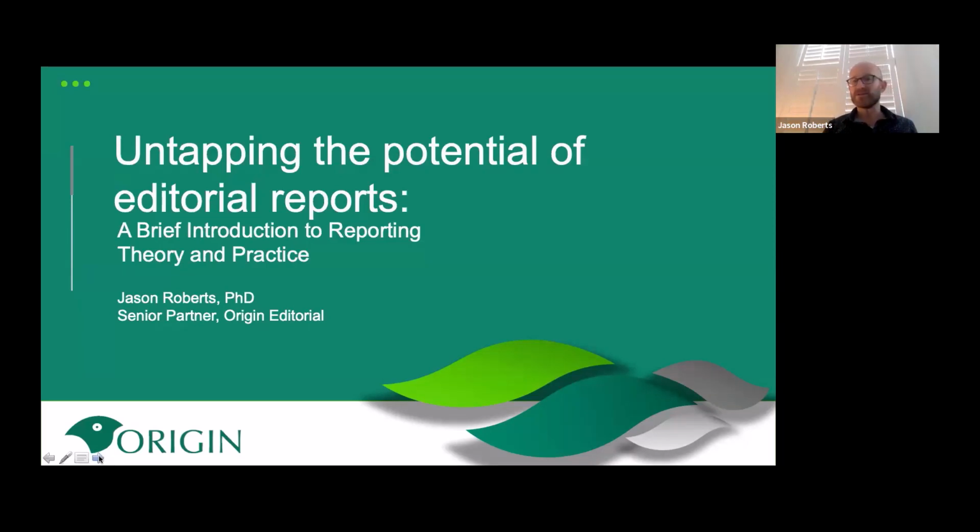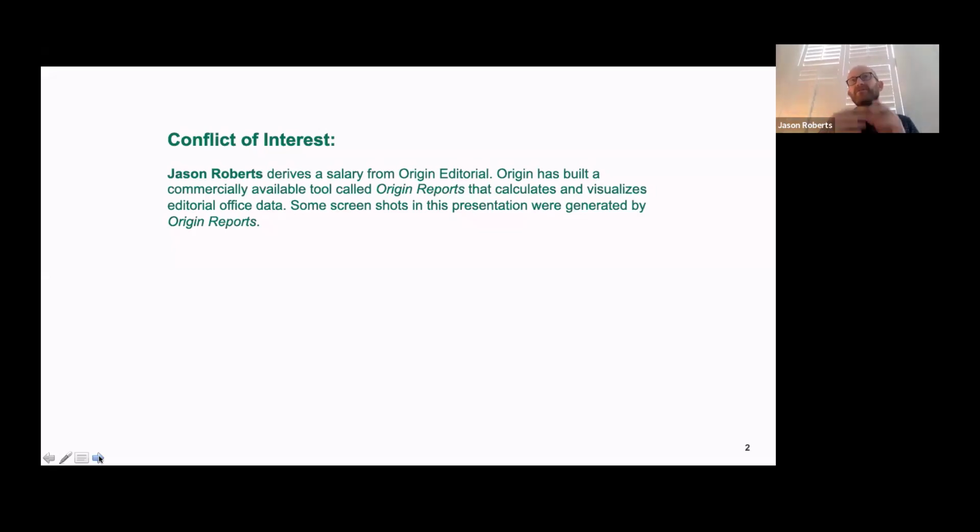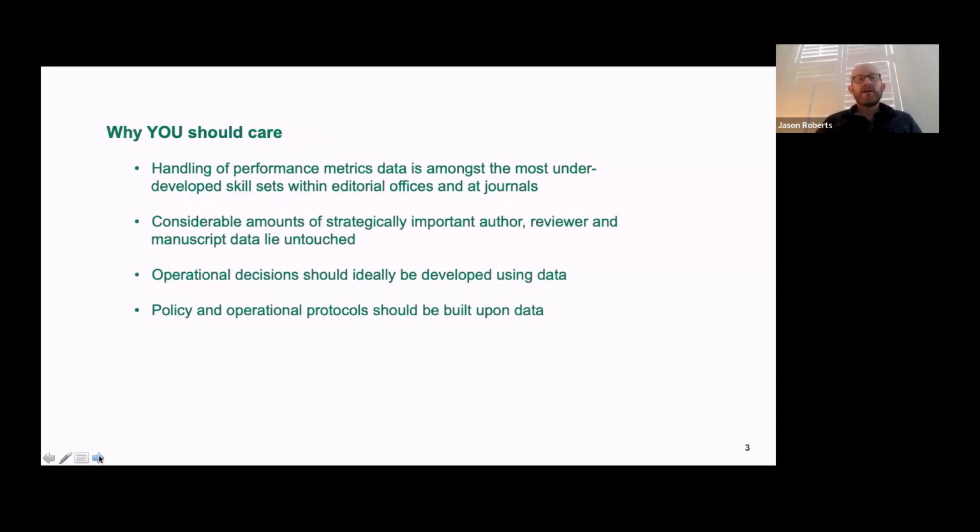And I'm not just going to focus on peer review reports. There'll be some other things I'm going to suggest that you could look at. First of all, my conflict. I'm the senior partner at Origin Editorial. We're an editorial office services provider. We do actually have a tool called Origin Reports, which was an internal reporting tool that we built because we really didn't like the reporting offers that we had from the editorial management system. It is commercially available. I do use a few screenshots from it, but I'm not talking about it at all today. I'm just talking about anything that you could be doing using Excel, paper and pen, whatever, however you generate your reports.